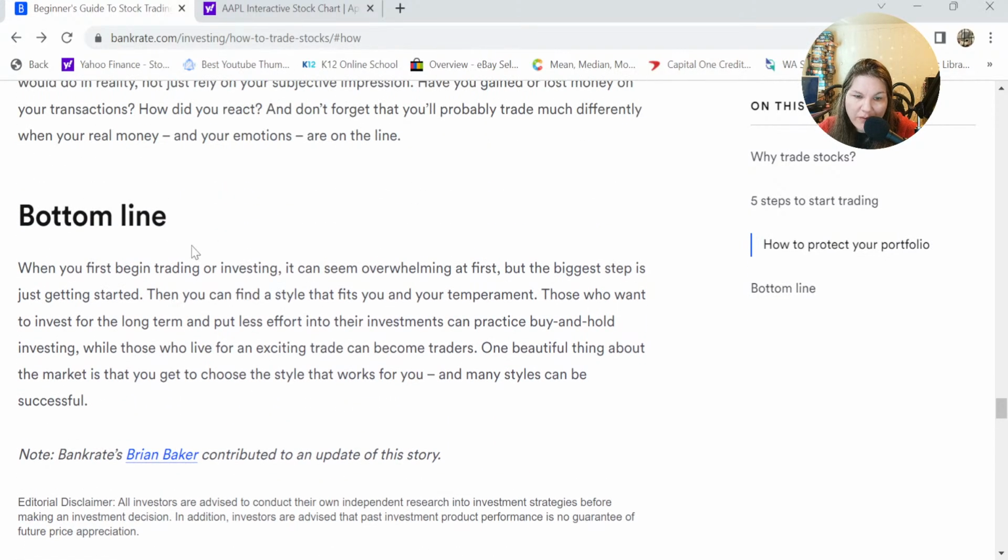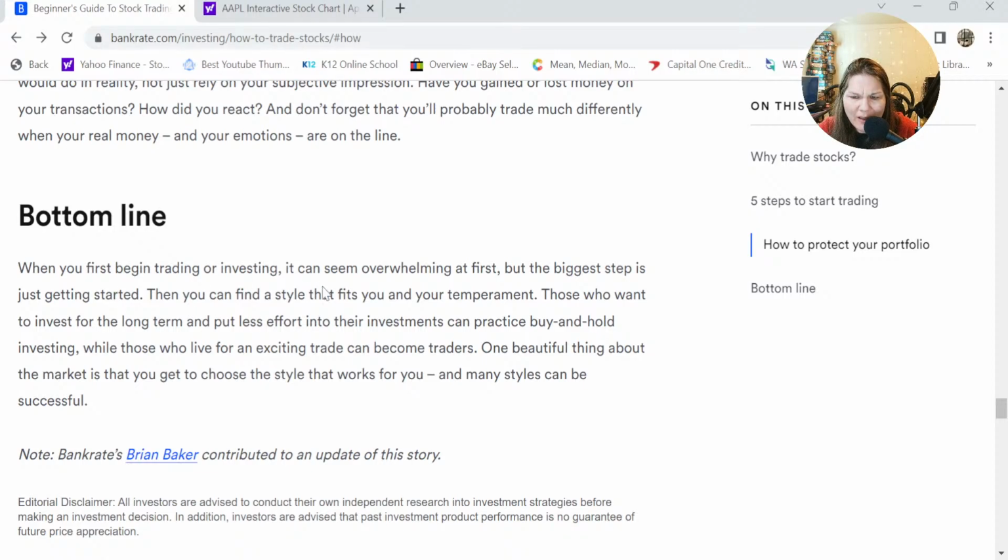So bottom line, when you first begin trading or investing, it can seem overwhelming at first. And that is why I'm doing this, guys. Don't be overwhelmed. We can do this together and then none of us will be overwhelmed. You can ask me, I can ask you, we can have a little team. It'll be like money team. And we will do better. So the biggest step is just getting started. And here you are. Here I am. We're getting started. So we did the biggest step, guys. We already got started. We did the biggest step.